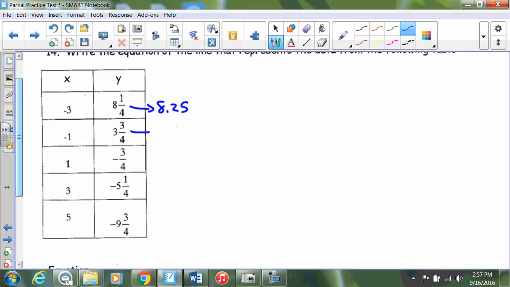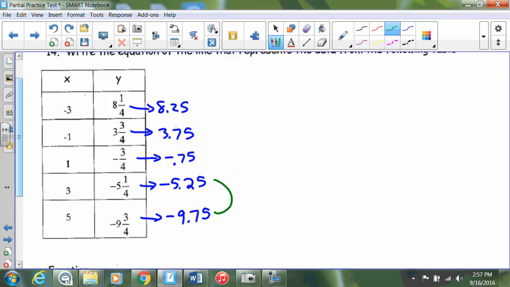So what we're doing is we're rewriting these. 3/4, if I put in my calculator, is 0.75. So we're going to have 3.75. Here, negative 3/4 is just negative 0.75. Here we're going to have negative 5.25, and here we're going to have negative 9.75.